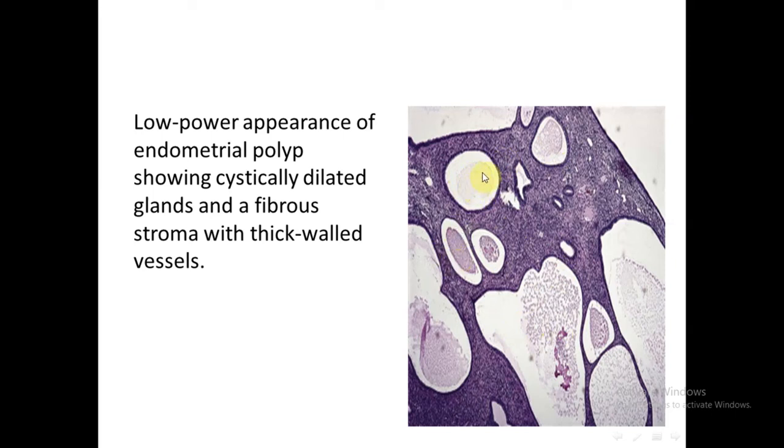Each one of these glands is mildly hyperplastic with cystic dilation of the lumen and lined by proliferative epithelium. The stroma of this polyp is compact and contains thick-walled blood vessels, and these are characteristic features of the endometrial polyp.